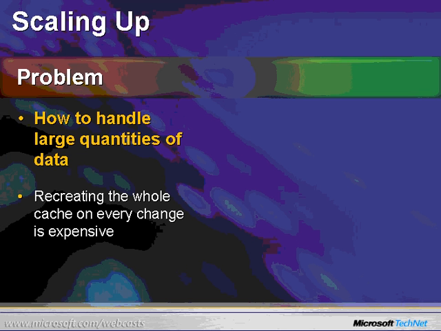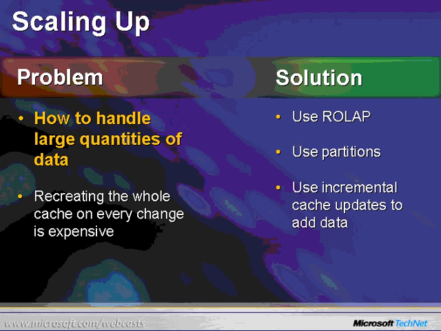So when scaling up, how do you handle large quantities of data? Well, recreating the whole cache is, as I mentioned, too expensive. And the solution here really is to use ROLAP. Use partitions or use incremental cache or a combination of these things to help address that large data scenario. So use incremental cache updates to add data. And so this becomes another solution that makes sense for you.